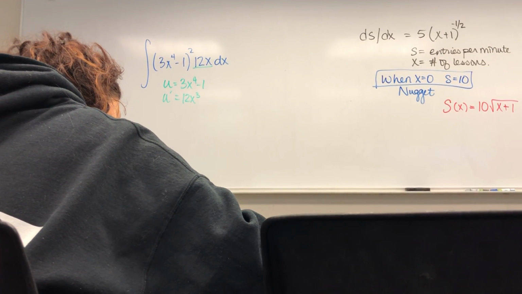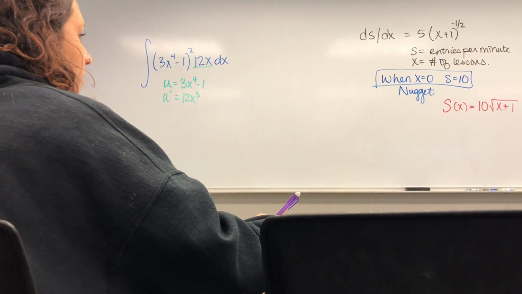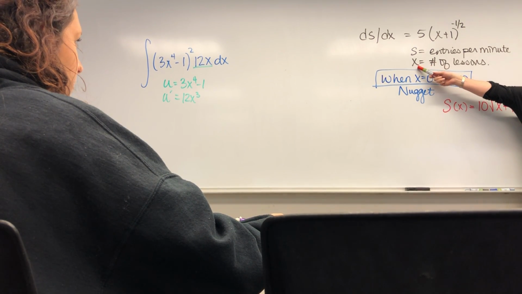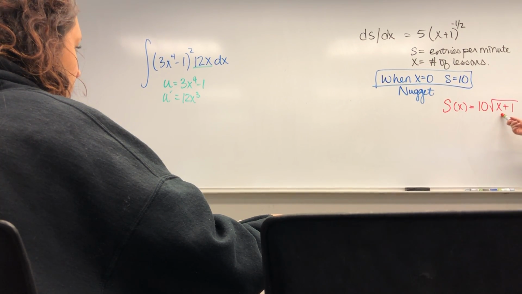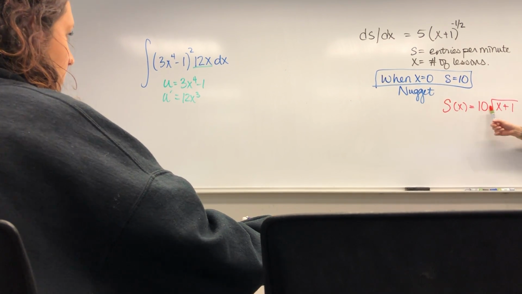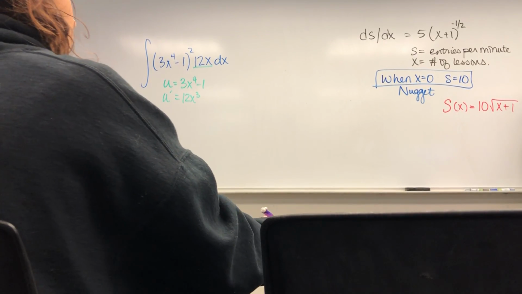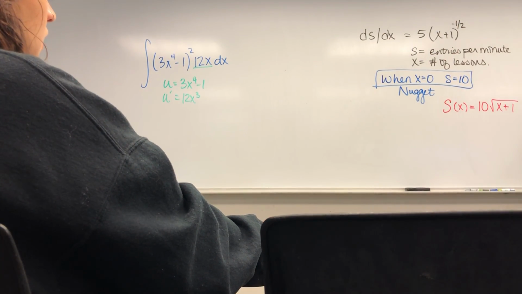That sounds like fun. Part B, how many entries per minute can the average student complete after 24 lessons? So what am I plugging in? X equals what? 24. So when I plug 24 into this, I get 25 under the square root, which is what? 5, and 5 times 10 is 50. So after 24 lessons, they can enter 50 per minute. Does that make sense? Awesome.